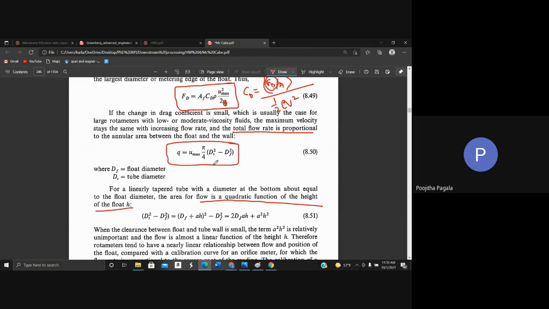So they are saying if you design your rotameter in such a way that the increase in the diameter is linear in height, then you will end up with this. And you can neglect the h square term because it is relatively unimportant, which means you will have Q is equal to U max into pi by 4 into 2 dF into AH.